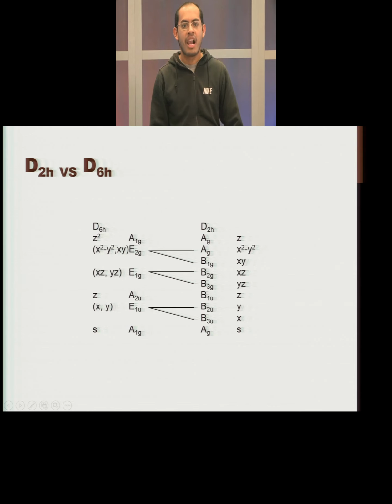For example, let's look at the doubly degenerate px and py orbitals. They belong to the E1u irreducible representation in the D6h symmetry. When we lower the symmetry to the D2h group, we can see that the orbitals split into two independent irreducible representations. Now, the py orbital belongs to the B2u and the px to the B3u.